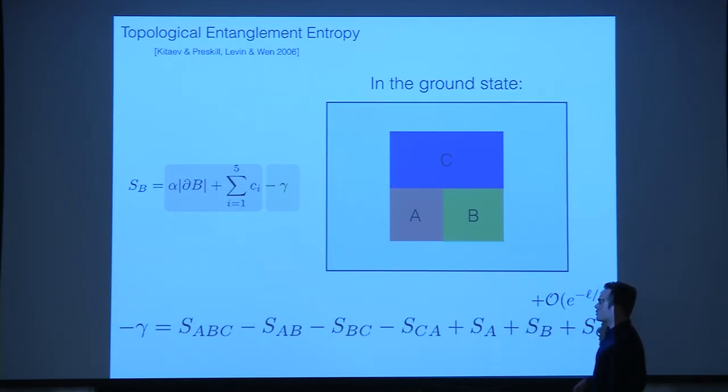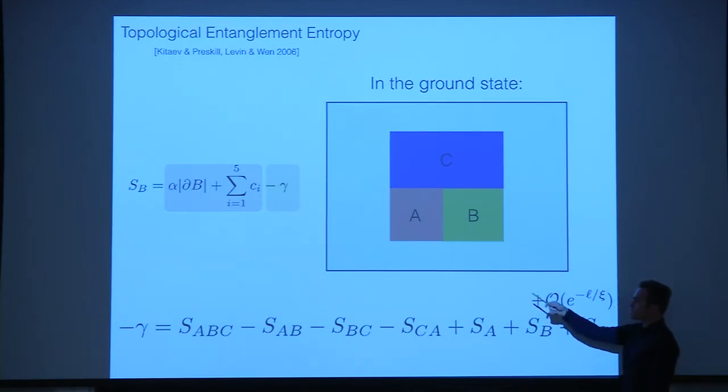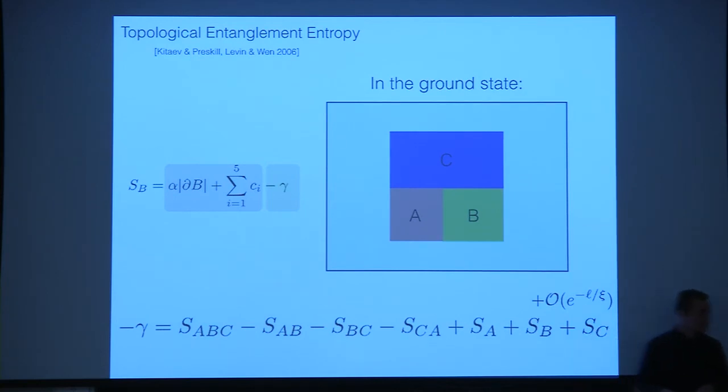So this particular combination is argued to extract the universal part, up to something which decays exponentially quickly as you increase the size of everything. So this is the so-called topological entanglement entropy of a phase. And the idea is it's supposed to detect if a phase has this non-invertible type of topological order, which has anyons and ground state degeneracy.